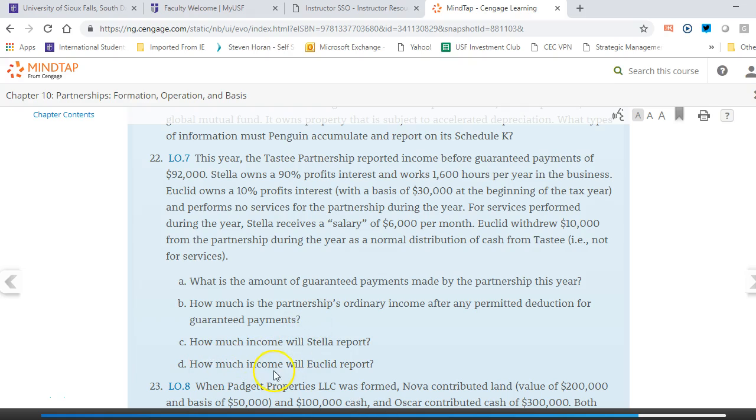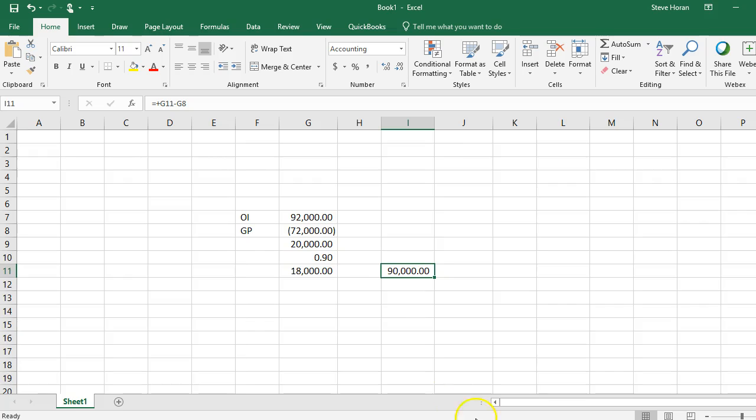And then letter D, how much income will Euclid report? Euclid only gets 10% of the ordinary income. So going back to here, that $20,000, Euclid simply gets 10% of that. I'm just going to take 0.1 times that. We all know it's $2,000.